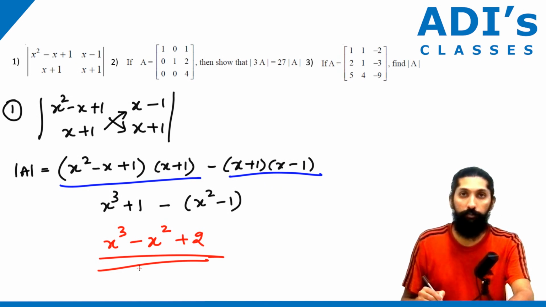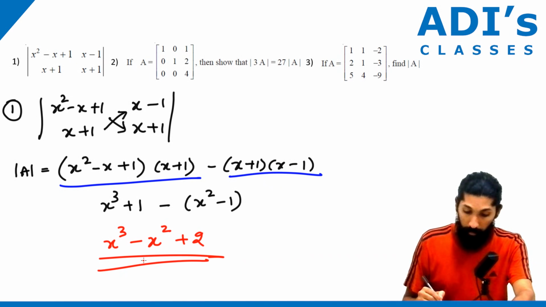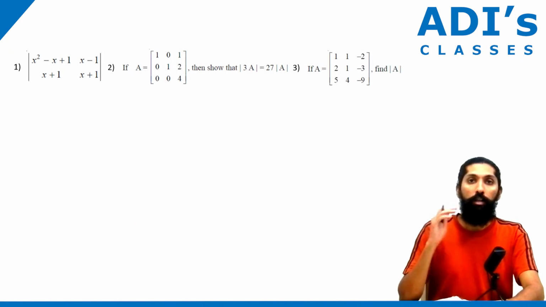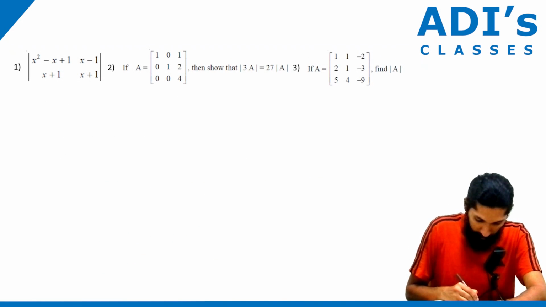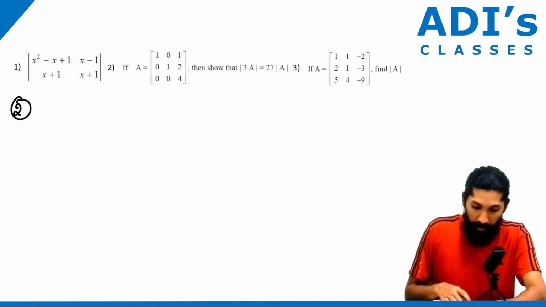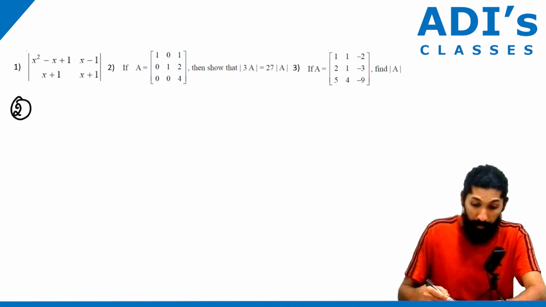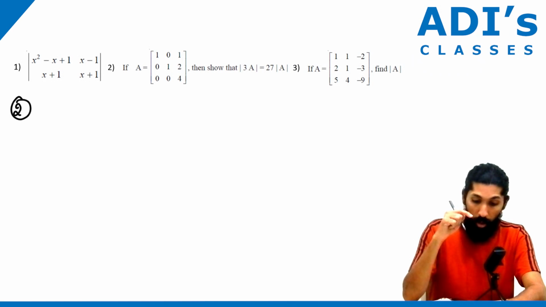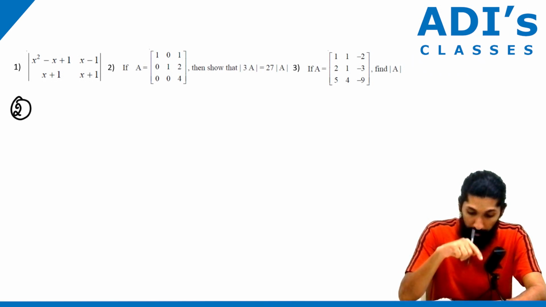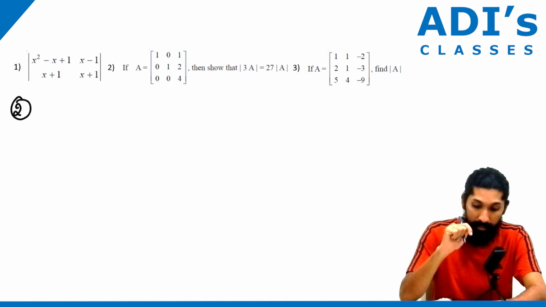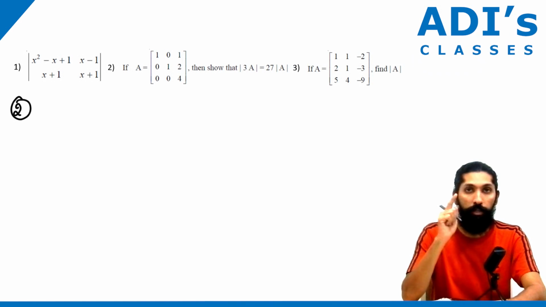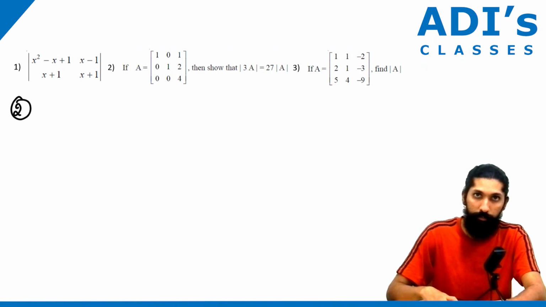This is going to be the final answer for the first one. Now let's move on to the second one. Look at the next one. So in the second one, directly I'll start with this: show that determinant of 3A is 27 times determinant of A, correct? This is the second question.